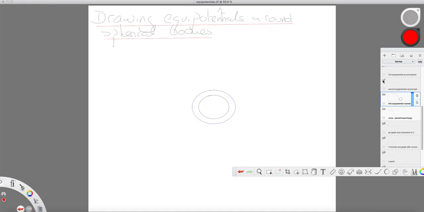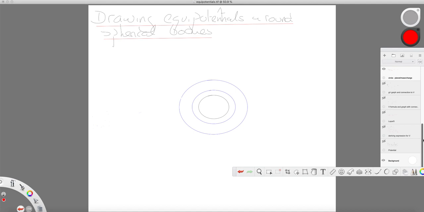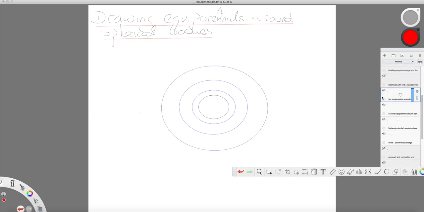The second equipotential for equal changes, so going from the surface to here is a change of delta V, and going from here to here is a change of delta V. And our third equipotential, for the same delta V, you can see the gaps here are getting bigger.